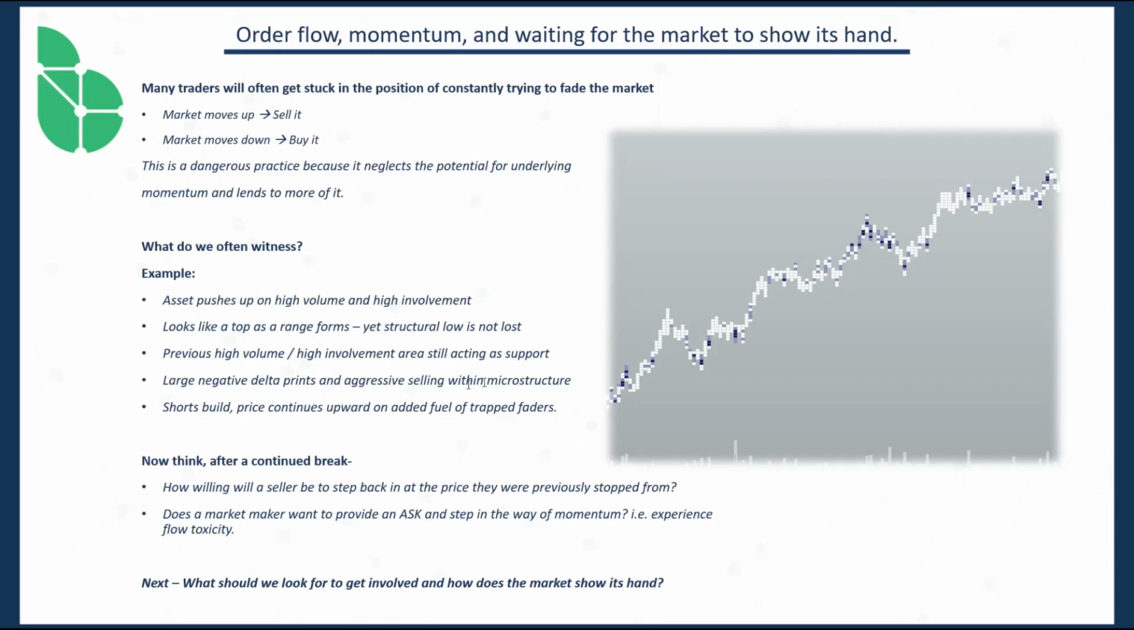Another thing we see is large negative delta prints and aggressive selling within microstructure. Within these structures, this is not on a delta cluster chart, but at this area, for example, you see how it lines up with this high volume area, within the low side of these structures, you'll see that there'll be a tremendous amount of selling. If we look at a delta cluster chart, and I'm going to get to that in a second, you'll see that it'll be very dark red in these areas.